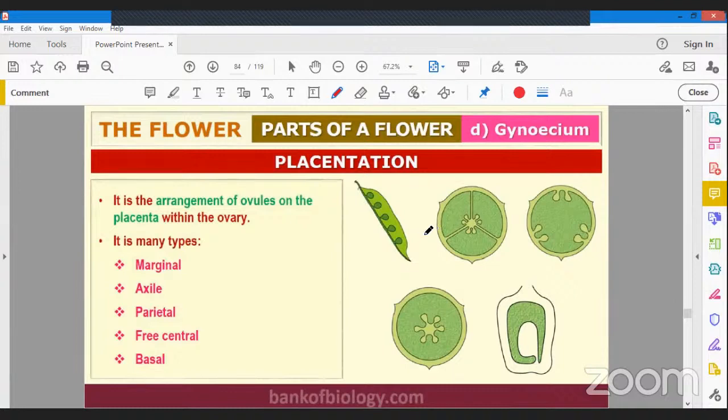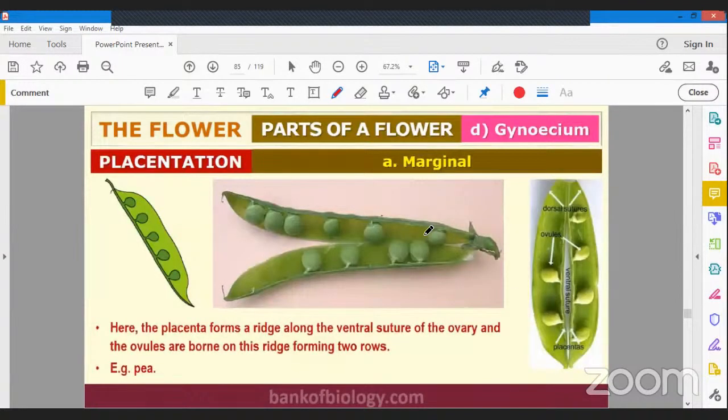Done. So we go to the first one, marginal placentation. Here, the placenta forms a ridge along the ventral suture of the ovary, and the ovules are borne on this ridge, forming two rows. So here, all the ovules are arranged along the margins. So this is called marginal placentation. Example in the case of pea.